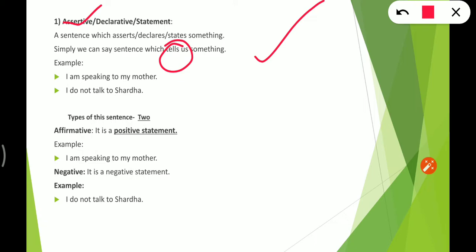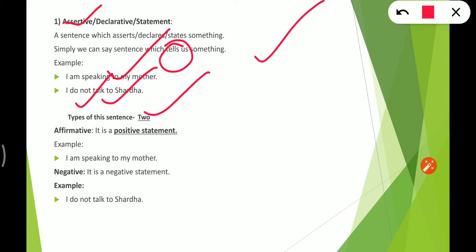Now here, look at the examples. I am speaking to my mother. This sentence is telling you something, that I am speaking to my mother. So this is an assertive sentence. I do not talk to Shraddha. This is also telling something, but in a negative way. I do not, right? So this is also an assertive sentence.